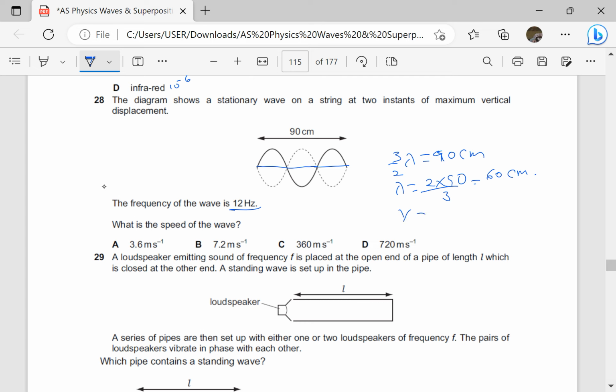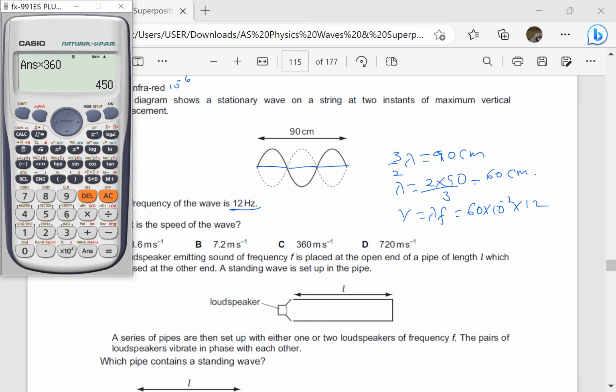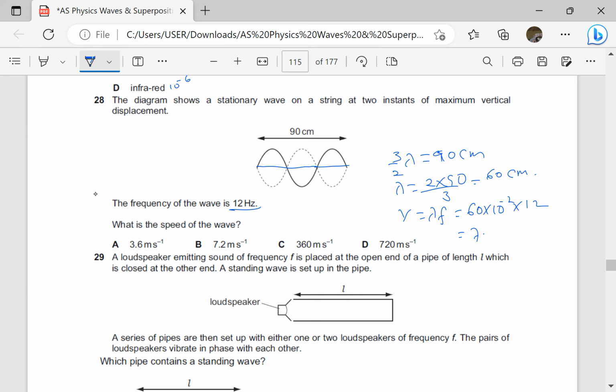So speed V is equal to lambda times F, which is 60 times 10 power negative 2 times F, which is 12. 60 times 10 power negative 2 times 12 is 7.2. So V is 7.2 meters per second.